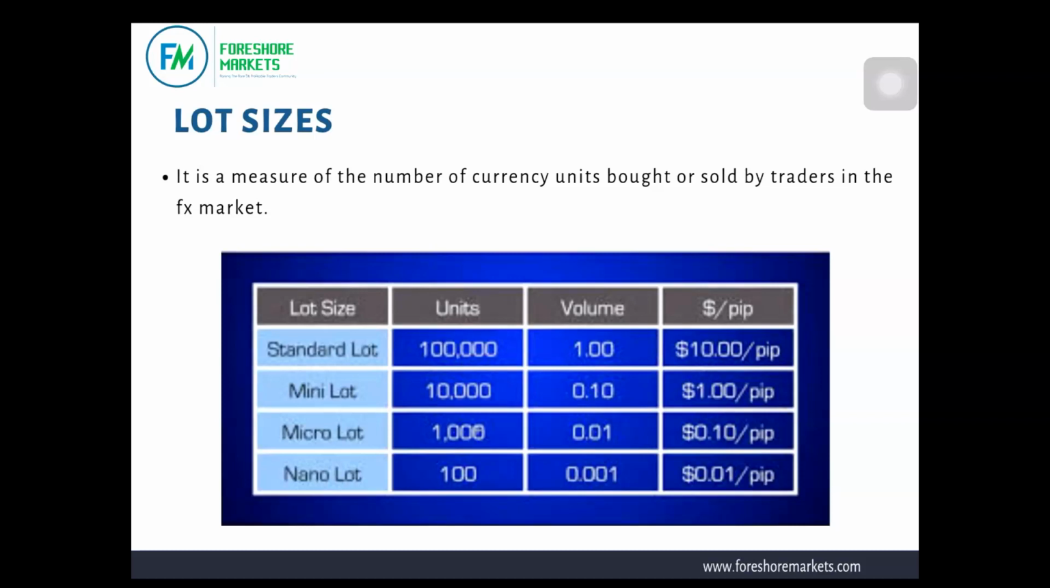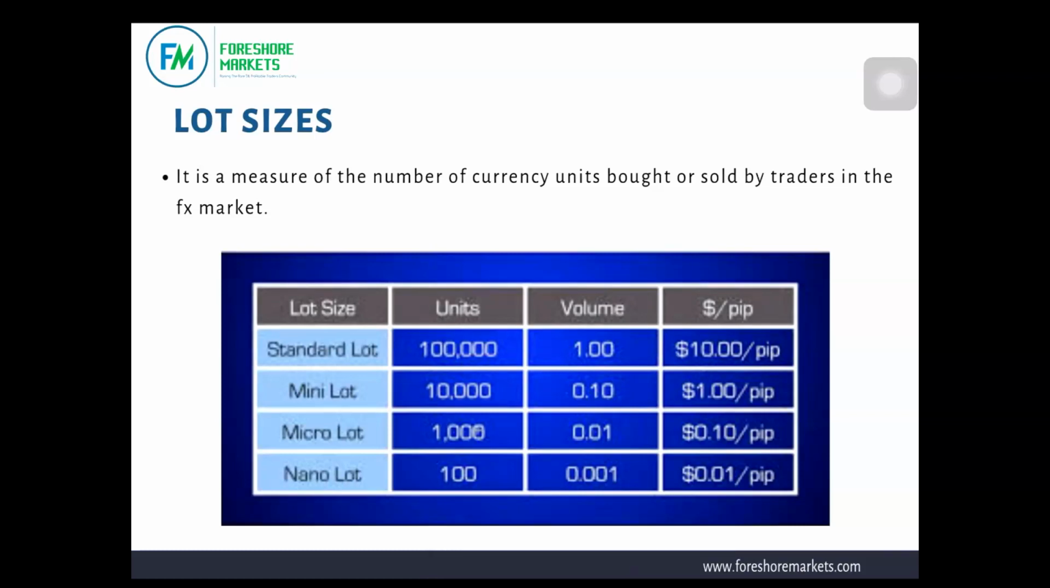The standard lot is 100,000 units. The mini lot is divided by 10, that's 10,000 units. The micro lot is also divided by 10, that is 1,000 units. The nano lot is also divided by 10, that is 100 units. Okay, and the volume for standard lot is 1.0. The volume for mini lot is 0.1, that is 1/10 of standard lot. The volume for micro lot is 0.01, which is 1/10 of the mini lot as well.